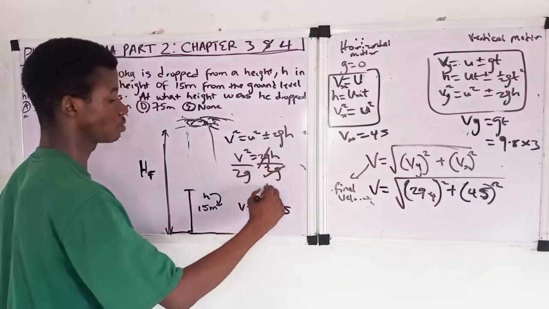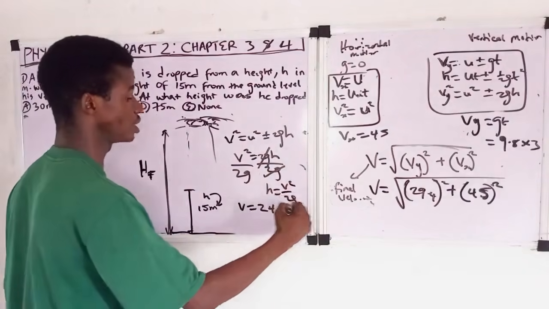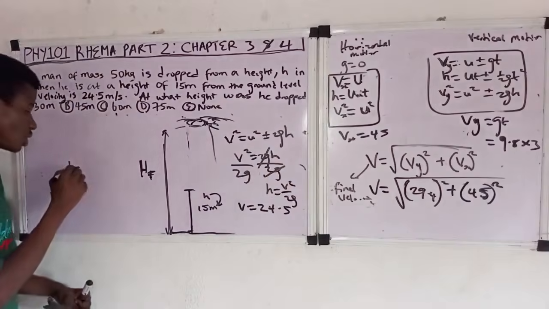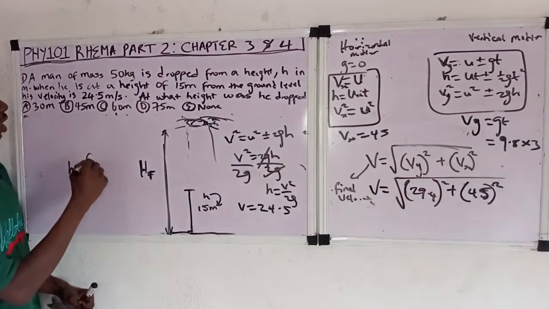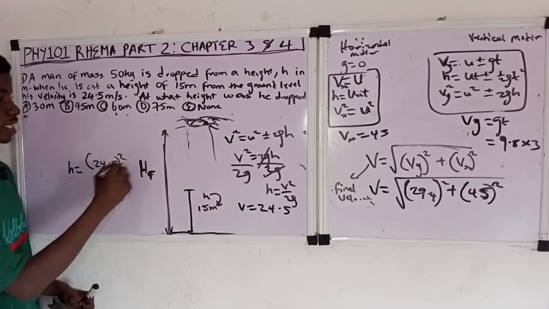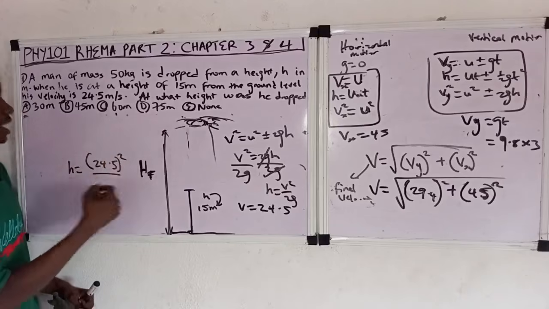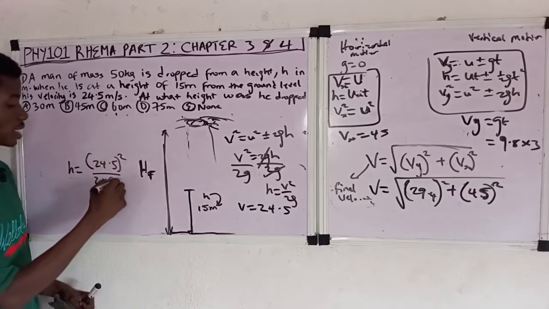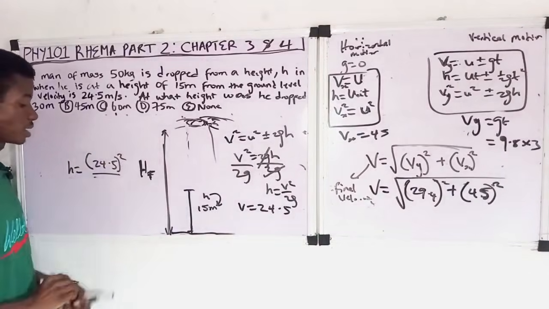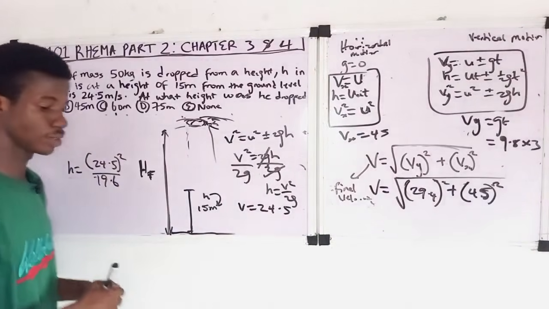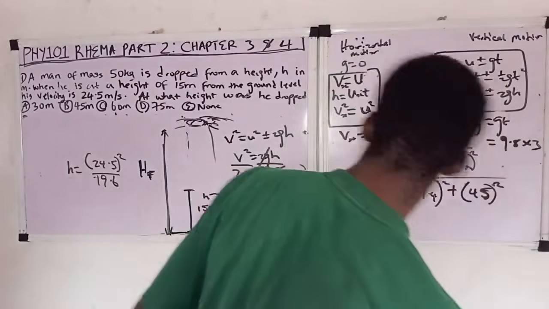So h should be equal to what? v squared over 2g. So h equals, where is v? v is 24.5, all squared, divided by 2g. Take g as 9.8, so 2 times 9.8 is 19.6. So let's do it.